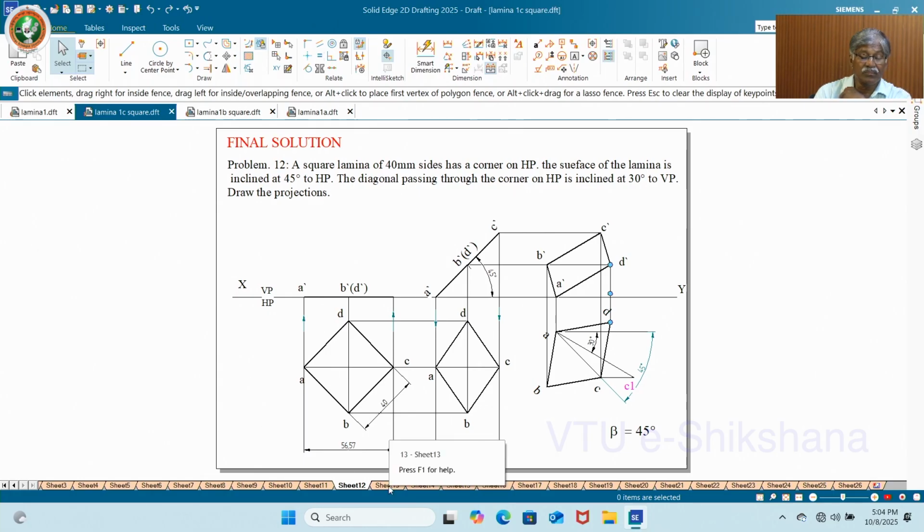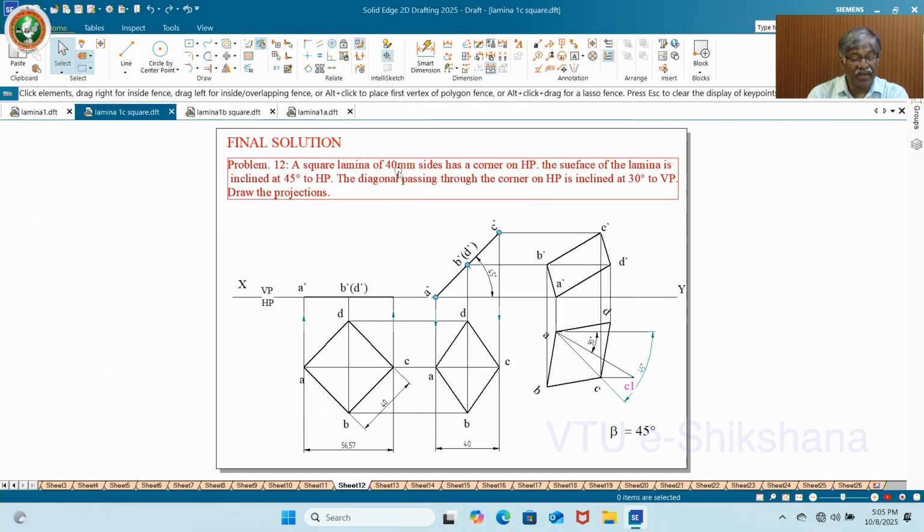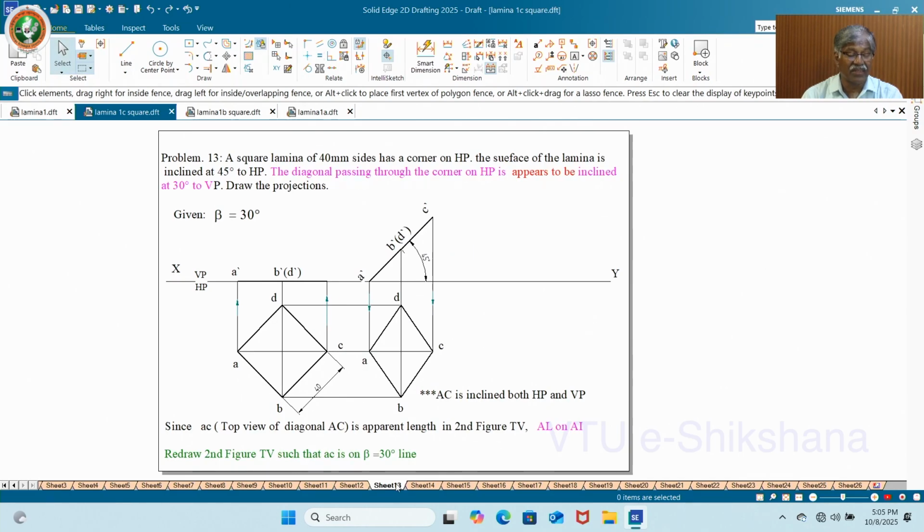Now, just say the corner is on HP, A dash, and AC is the diagonal; the lamina is inclined 45 degrees, and AC itself is inclined at 45 degrees. Once the lamina assumes 45 degrees, AC also does. But sometimes the question itself says the lamina has a corner on HP, and draw the projections, and the diagonal passing through the corner on HP is inclined at 45 degrees to HP and 30 degrees to VP. Both will merge there only. Definitely the same answer.